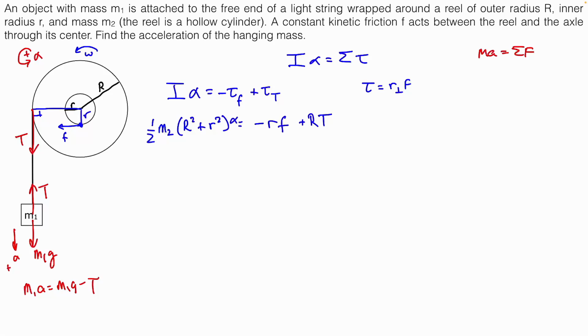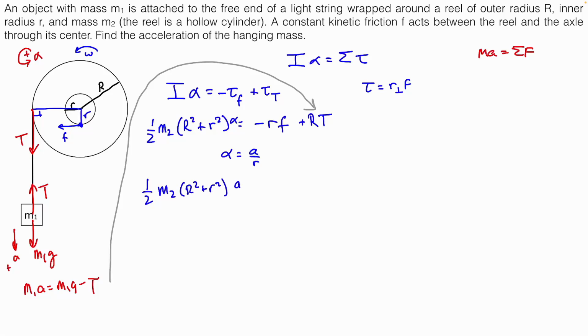Over here, I've got Newton's second law down there in red. There isn't much I can do with it, but I can do my trick where alpha is equal to a over R. And then I can substitute this tension into here. We know F, it's just a number, so we don't need to worry about that. Yeah, I think away we go. 1/2 m2 big R plus little r squareds, a over little r equals negative little r times F plus R times this mess.